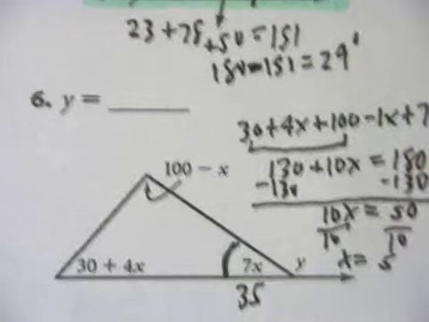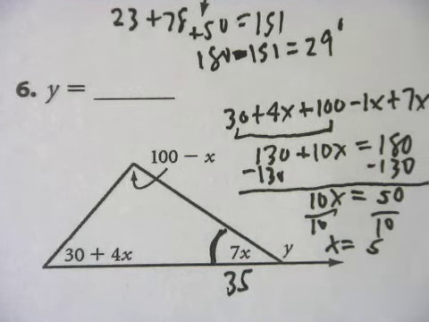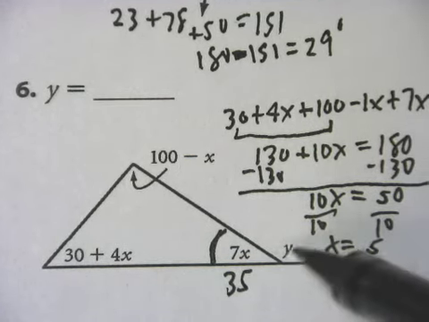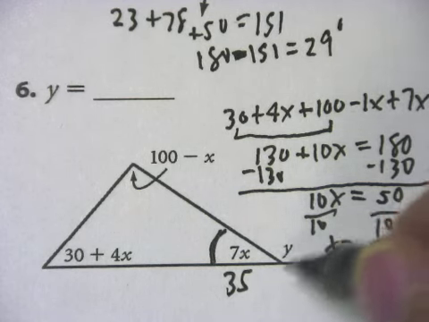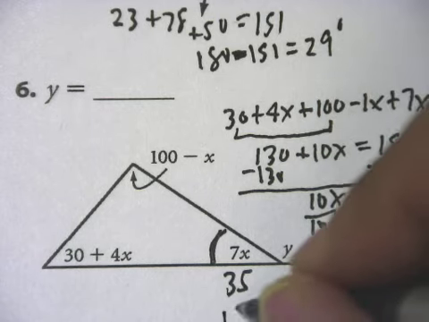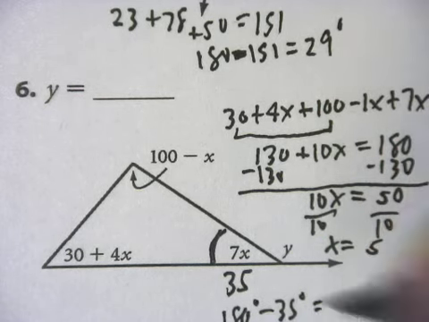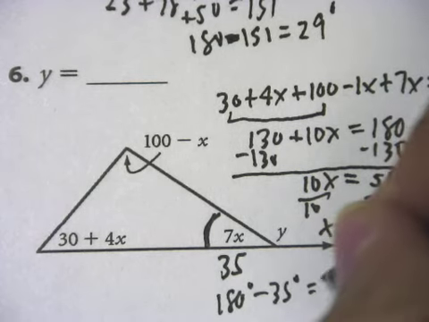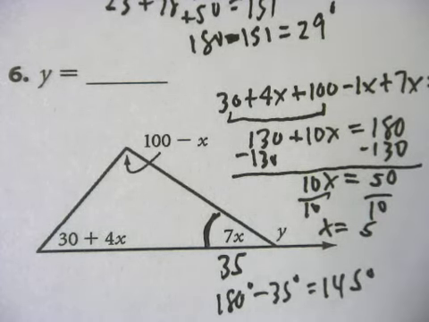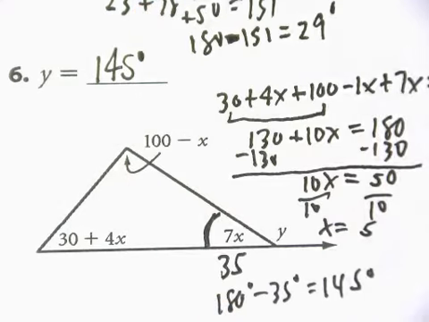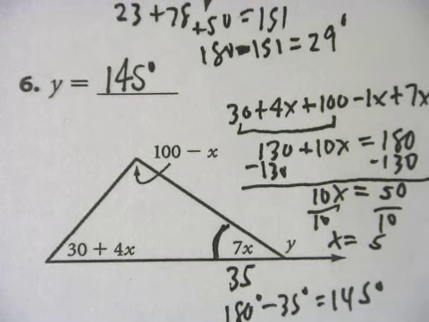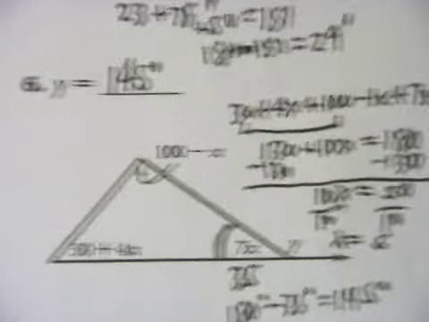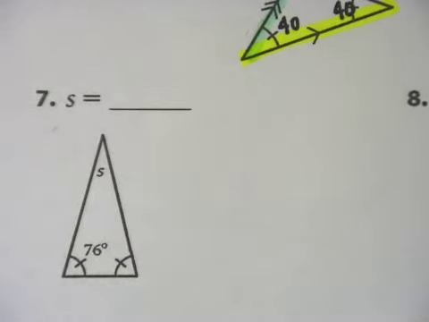But, alas, the question is asking for the value of y. Well, if x is 5, I can actually know how big this angle right here is. Well, it's 7 times 5, which is what? Which is 35. And I also know that these angles here are a linear pair. So if this is 35, I can find y by subtracting 35 from 180. So 180 degrees minus 35 degrees gives me 145 degrees, which is the answer to y. 145 degrees.